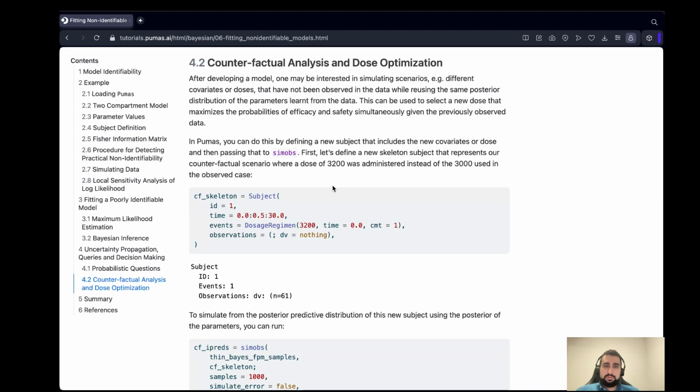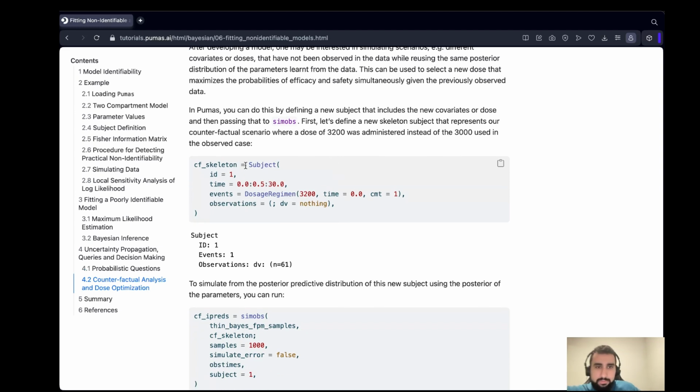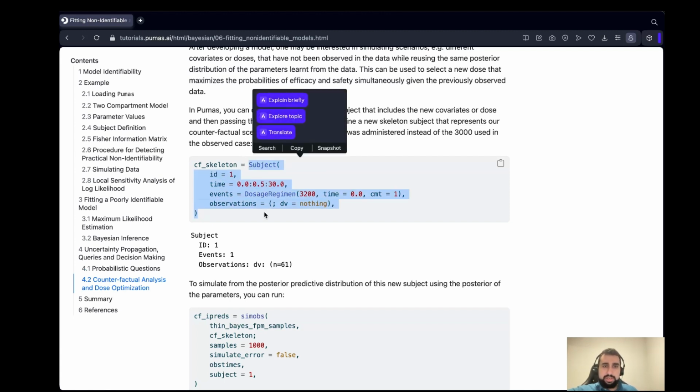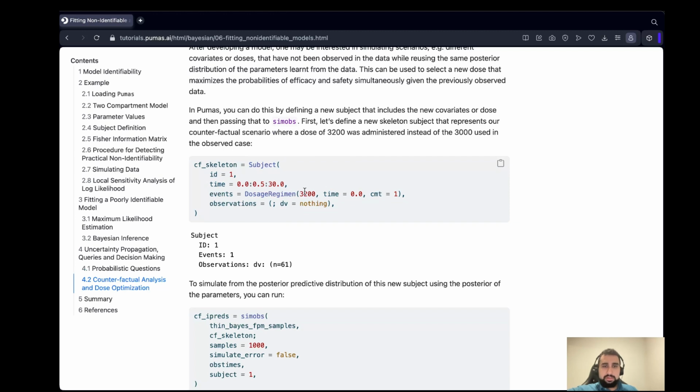In that case, what we do in Pumas is essentially define a new subject to represent this counterfactual scenario, this new scenario that we want to test. It's another skeleton subject with no observations, but the only difference between this and the original skeleton subject is the dose. Instead of 3,000, we're giving a dose of 3,200. And that's the main difference.